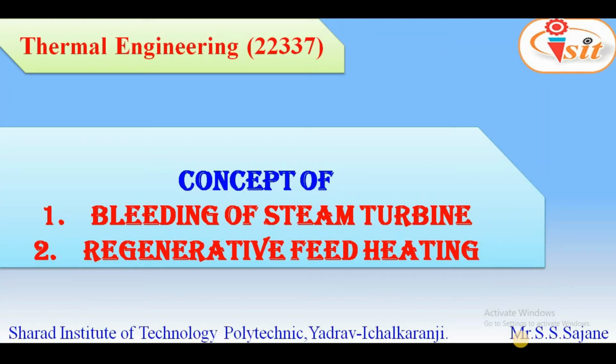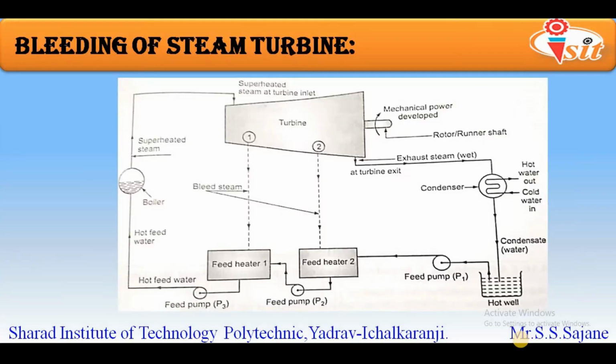Today we are going to study two important concepts from the fourth chapter of the subject thermal engineering, that is steam turbines. And these two important concepts are bleeding of steam turbine and regenerative feed heating. So let's study what are these two concepts. First of all, we will study what is the concept of bleeding of steam turbine.